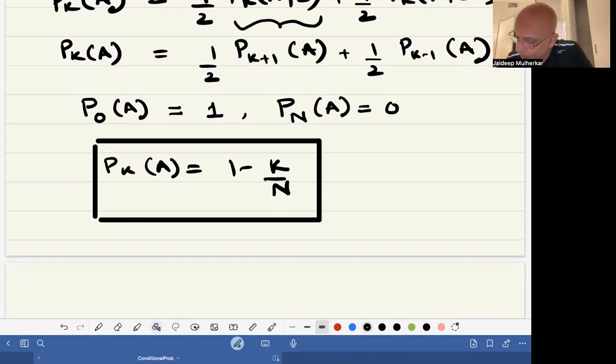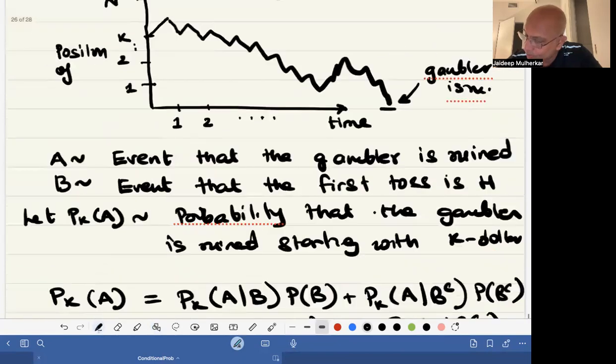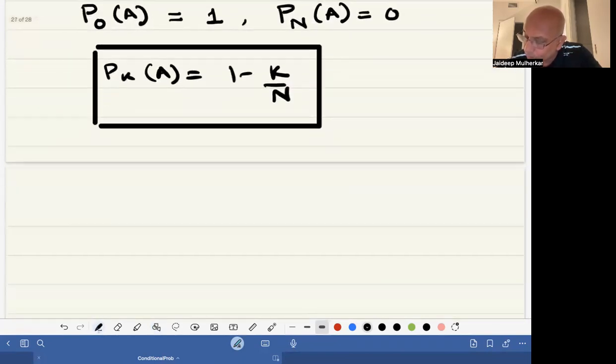Use of conditional probability: if you are able to condition on the right event, then you can compute the probabilities of certain complicated events. All right. Okay. The final topic is Bayes' theorem.